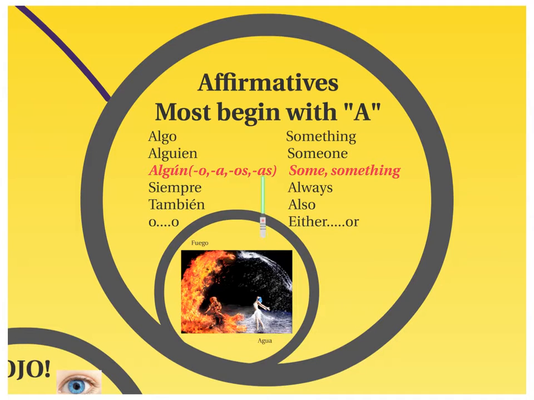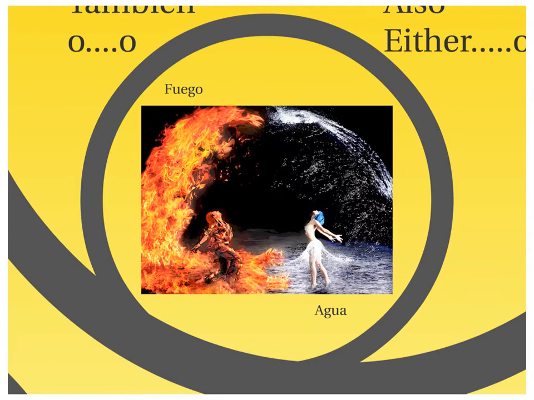I have some chairs. Then we've got siempre for always, también for also, and if you are saying I like this or that, or perhaps that's a bad example. If I wanted to say, would you prefer tea or coffee? ¿Prefieres té o café? There's that or right there. All right, so fire and water, opposites attract.